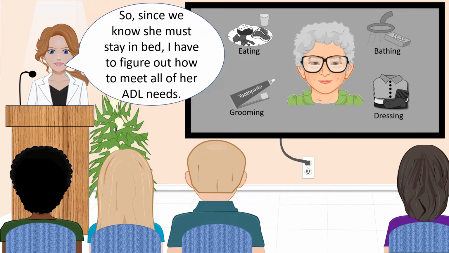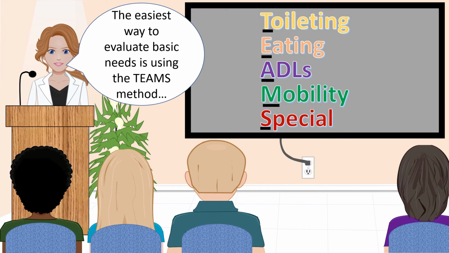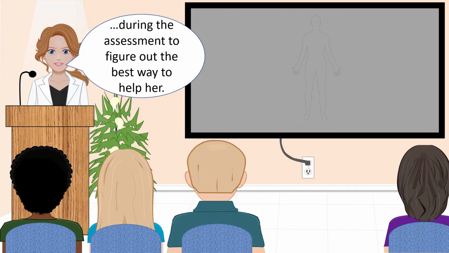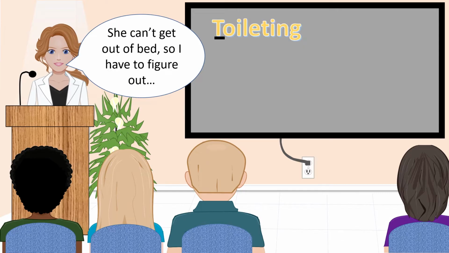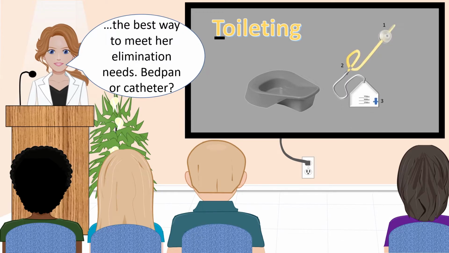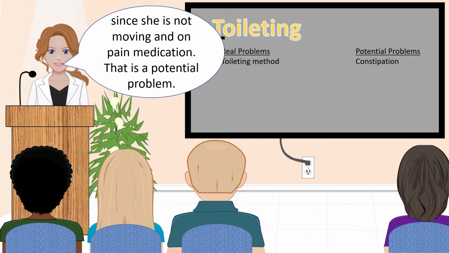her ADL needs. The easiest way to evaluate basic needs is using the TEAMS method: toileting, eating, ADLs, mobility, and special. As the RN, I'll take all the information I gathered during the assessment to figure out the best way to help her. She can't get out of bed, so I have to figure out the best way to meet her elimination needs: bedpan or catheter. I also know she is at risk for constipation. Since she's not moving much and she's on pain medication, this is a potential problem.